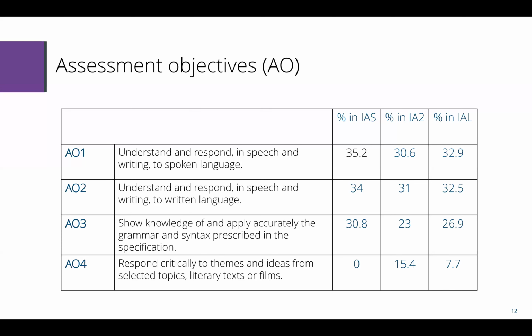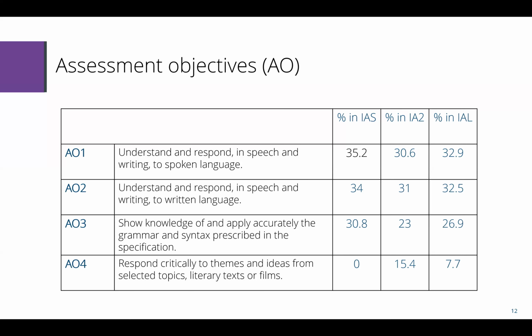AO2 then is the students have to be able to understand and respond in speech and writing to written language. So this is then your paper 2, your paper 4 at the A2, and you can see how that works itself out. And then there is the assessment objective, which targets their ability to use the grammar and the different structures which are detailed in the specification. So it's worthwhile sharing those structures with your students.